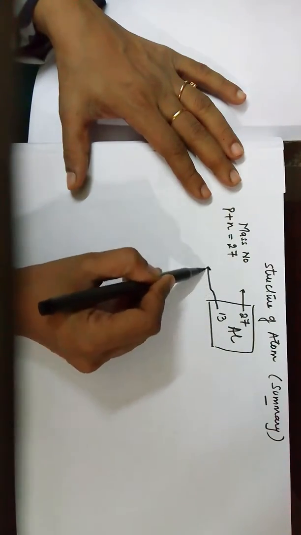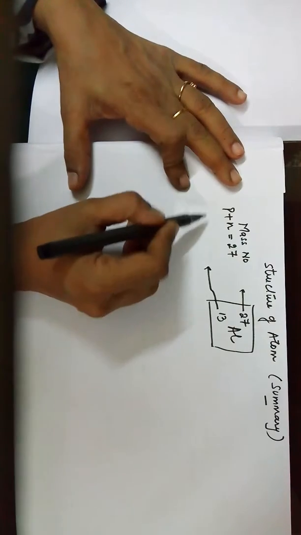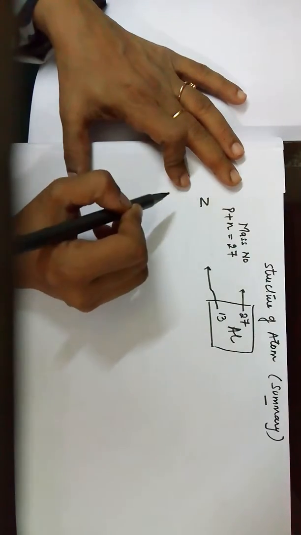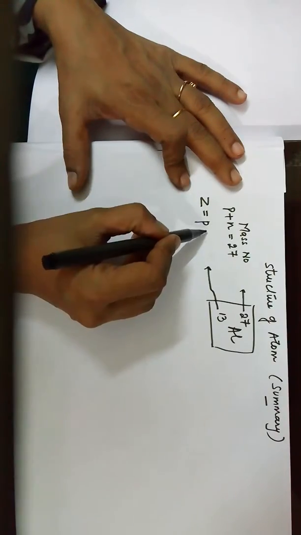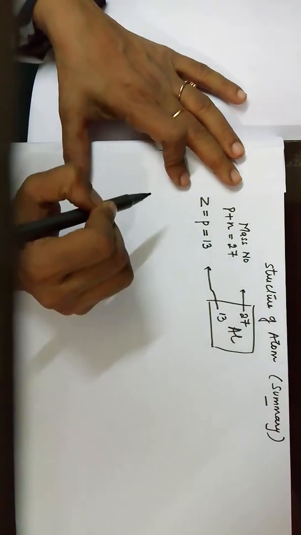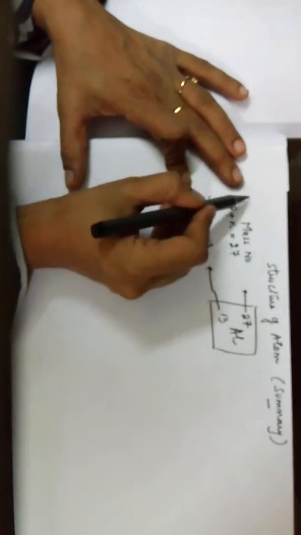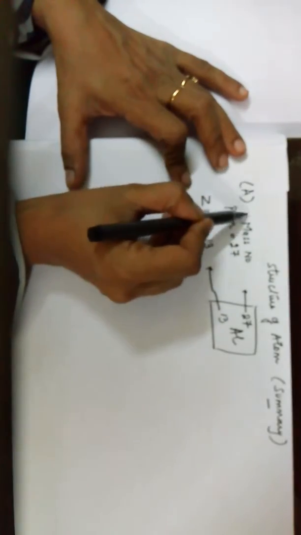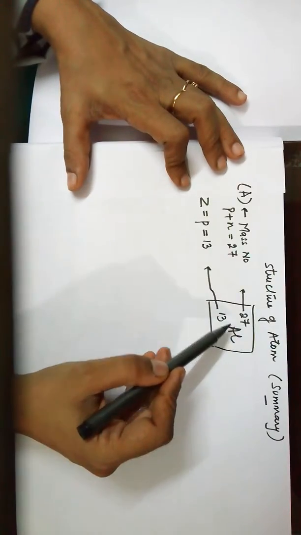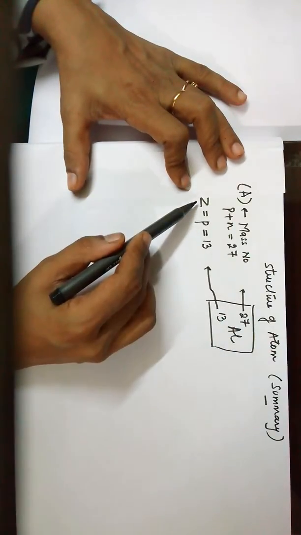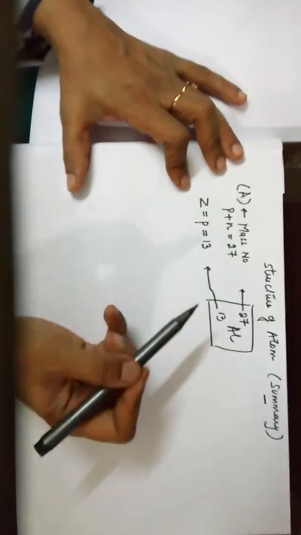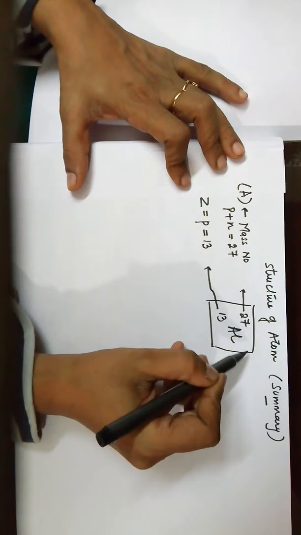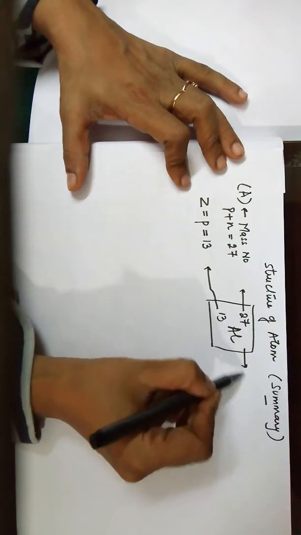This number refers to the atomic number, given by Z, which is equal to the number of protons, which is equal to 13. Mass number is also called A. So the number written at the bottom left is called the atomic number. Top left is called the mass number. Since there is no charge mentioned here, it is a neutral atom.